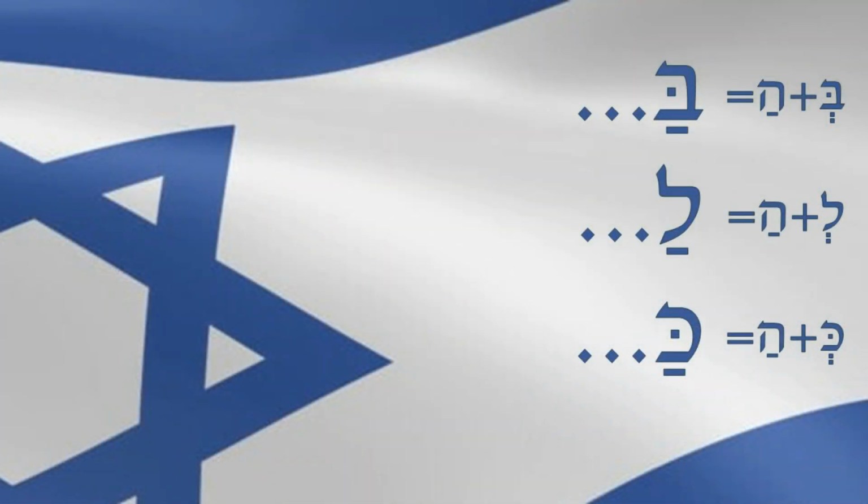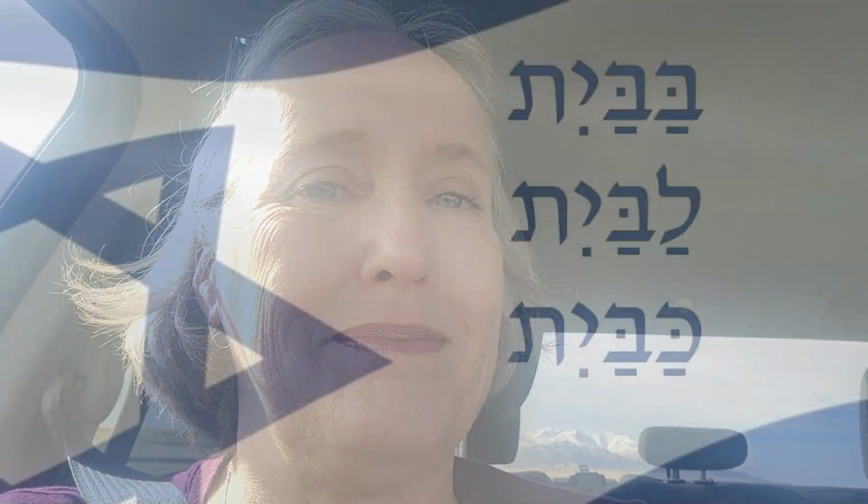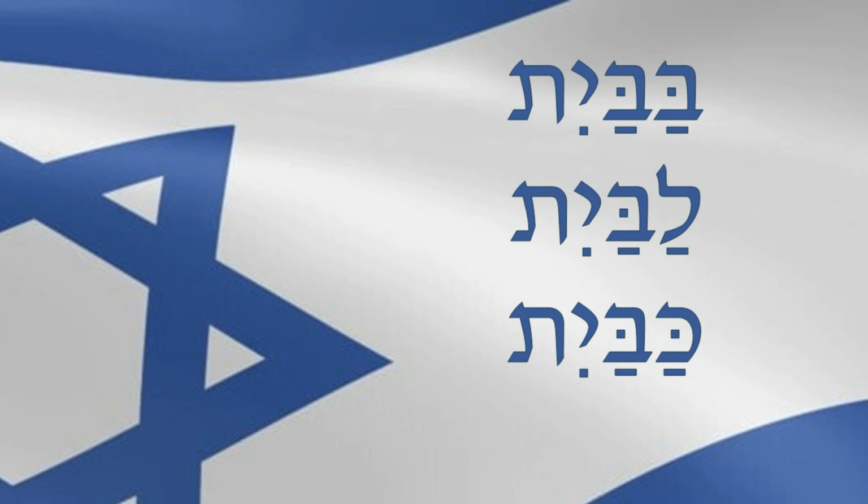And one of the most important rules to remember is that if the following word starts with a He Hayediah, that He gets deleted. So you don't write it and you don't hear it. You don't say it. And what happens is whatever vowel was under that He Hayediah is now under the preposition. And the dagesh lene, or whatever dagesh you have there, stays in place. So it's ba bayit, la bayit, ka bayit.